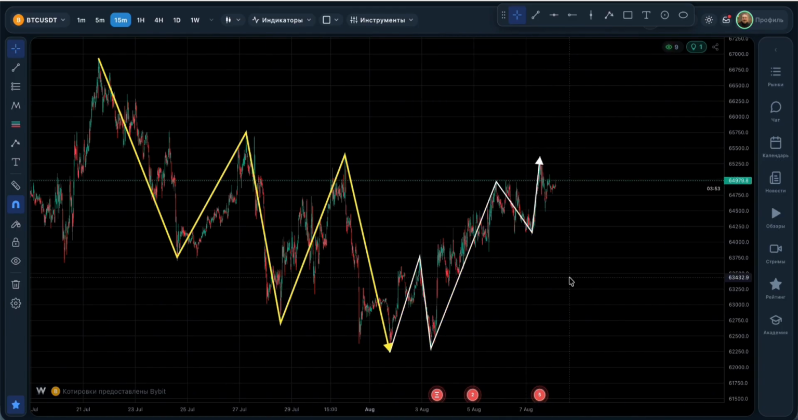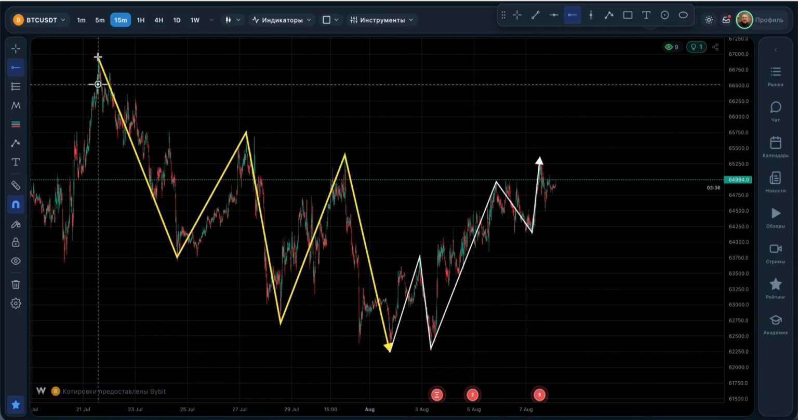Each movement consists of substructures. This is the downward trend movement. First, movement in the direction of the main trend. Correction, movement in the direction of the main trend. Correction, movement in the direction of the main trend. And it's exactly the same here.